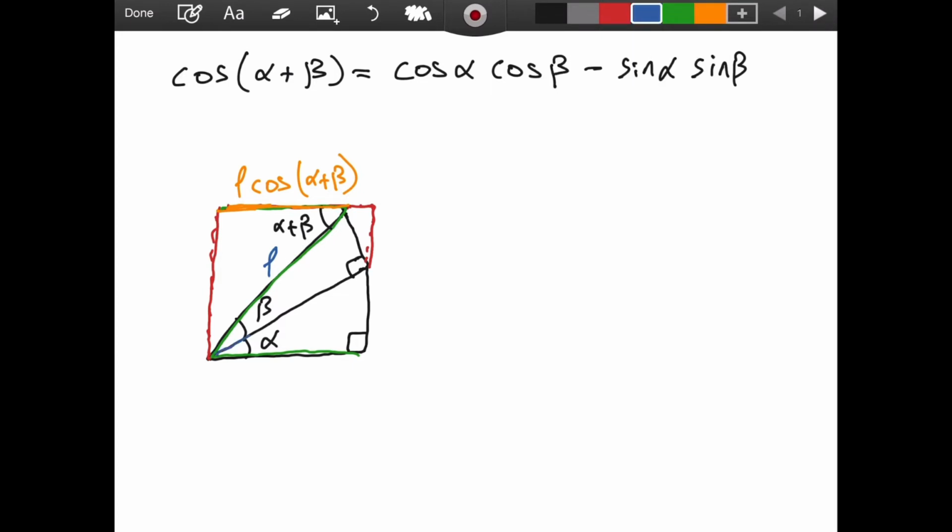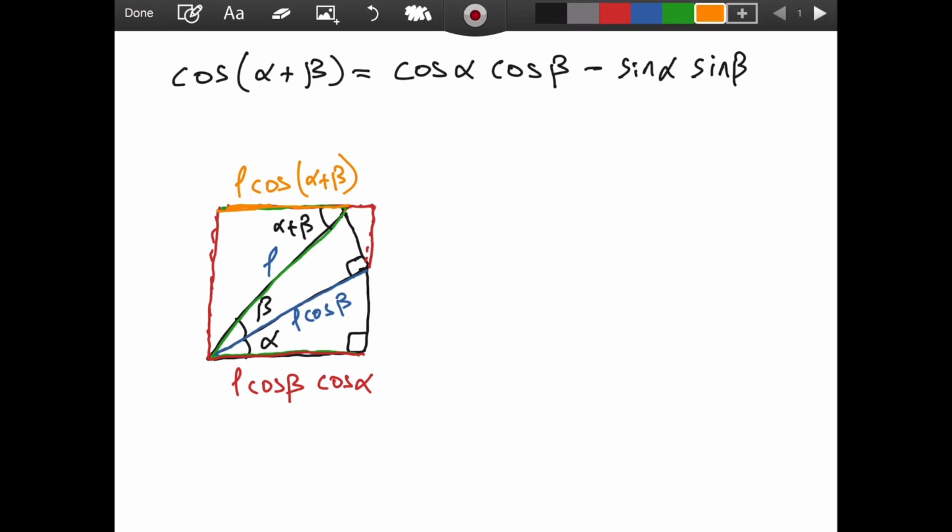Let's color code it like this. This blue one will be L times the cosine of beta, because this is the adjacent side to our angle beta. And if I consider this right side, then I will have L cosine of beta, this is the hypotenuse, times cosine of alpha, because the side that we are interested in is the adjacent side.